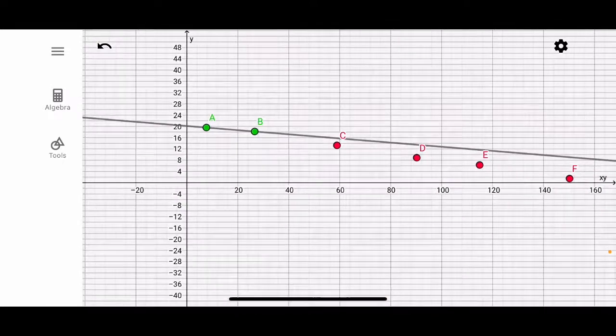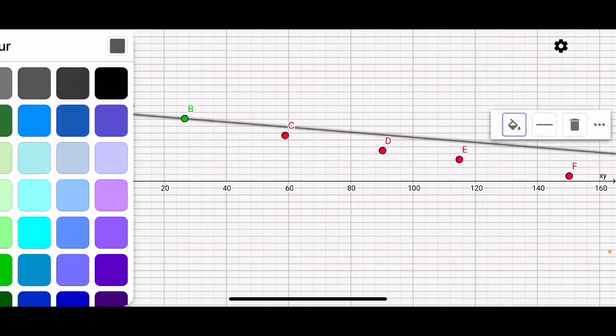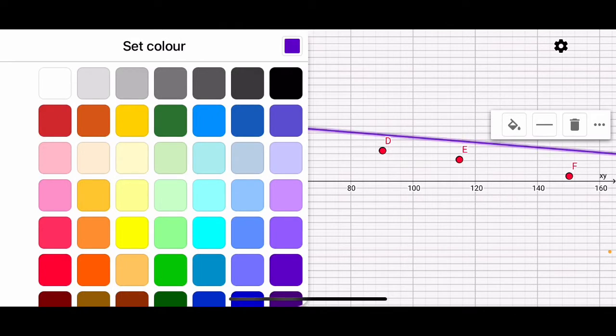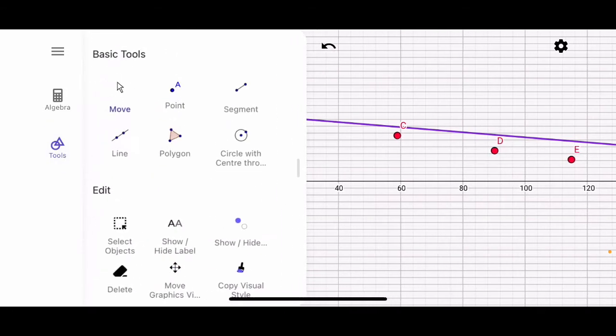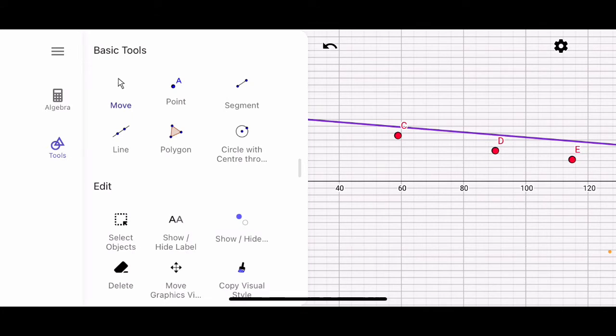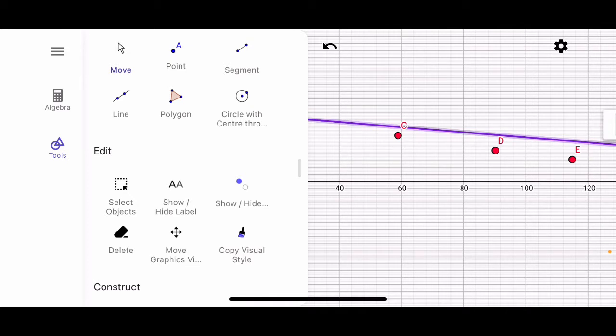So out of 6 points, as you can see, only 2 points are on the line and 4 points are off the line. So this line is actually not the line of best fit. The purple line is not the line of best fit. Okay, let's change another point. A and B cannot form the line of best fit. So let's delete the line.